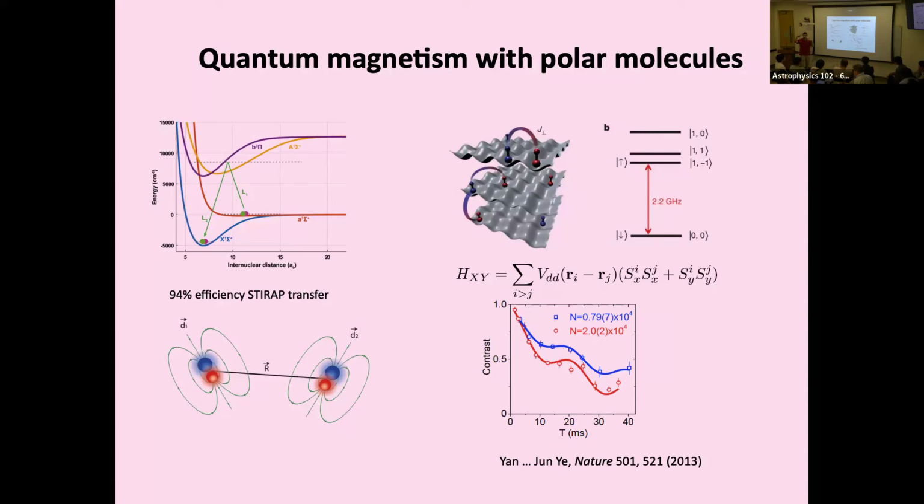So this is kind of the process where the rotational excitation gets swapped. And so what you get is something like an S plus S minus operator, where the spin 1/2 is those two states that you picked. And so this naturally leads to a spin exchange or XY model that you're familiar with from quantum magnetism, with a dipolar coefficient, right? Because the interaction is dipolar.